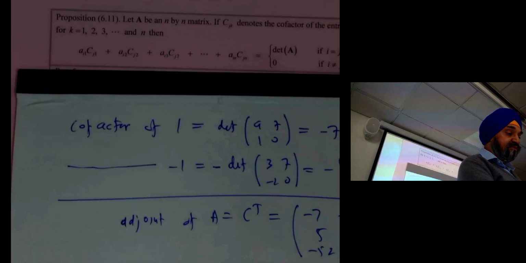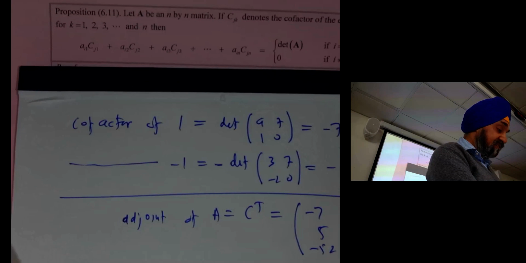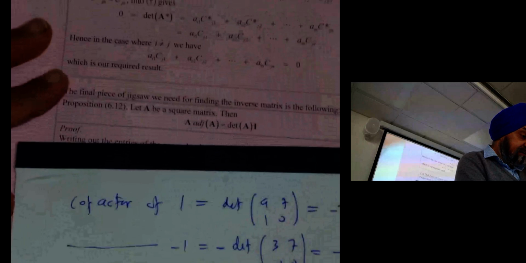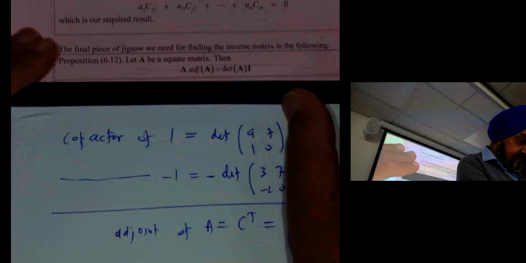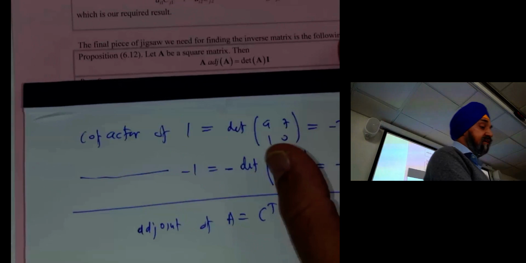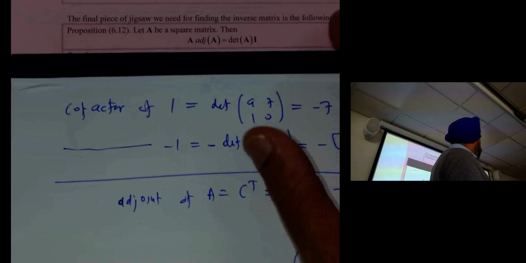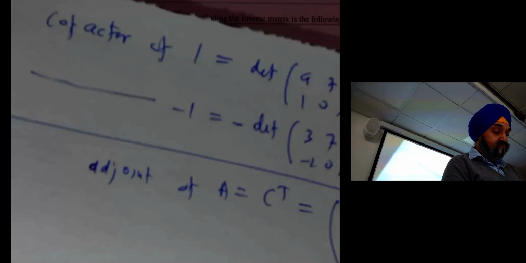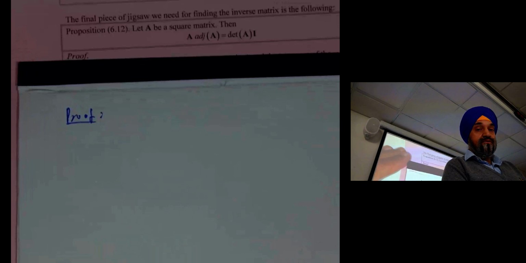We'll see what it looks like in a second. I don't want to spoil your show. Now, using that, I want to get down to here. I want to show this: A times the adjoint of A gives you the determinant of A times I. So how do we prove this? Let's prove this one. How do we prove this?